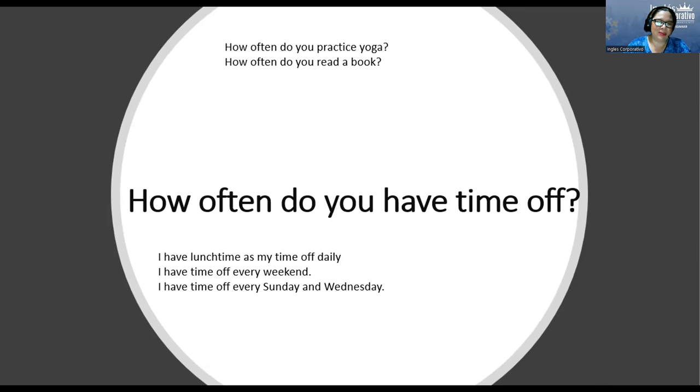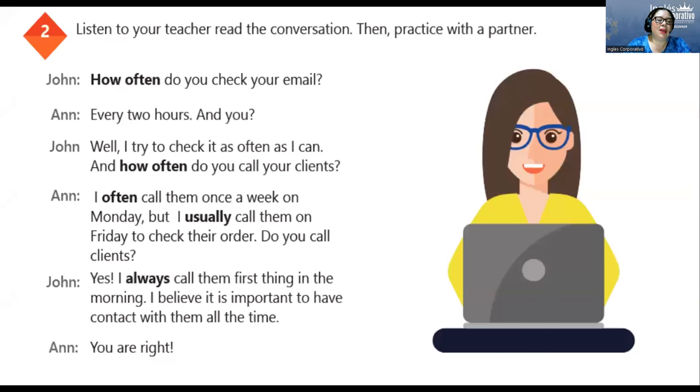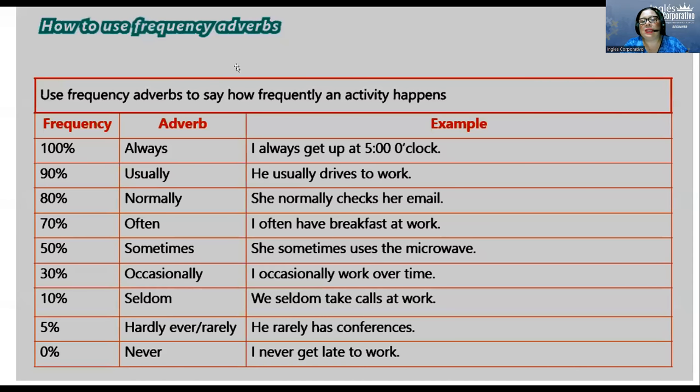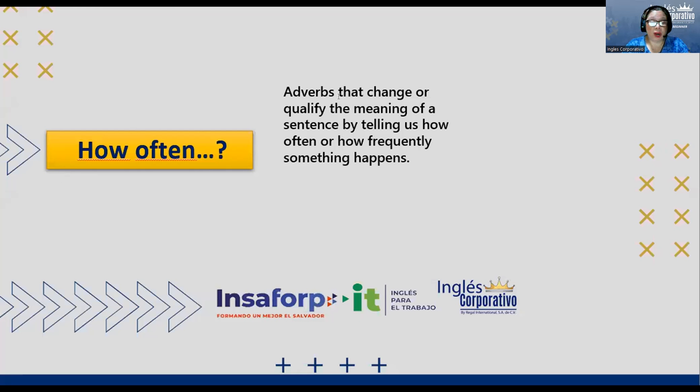Y gracias por preguntar, Ronaldo. Las palabras que nosotros usamos, ¿ok? Como adverbs of frequency, we have this list. Always, usually, normally, often, sometimes, occasionally, seldom, hardly ever, rarely, never. Yes, these are adverbs. What is an adverb? An adverb is a word that changes or modifies or qualifies the meaning of a sentence by telling us how often or how frequently something happens. Okay? How frequently something happens.